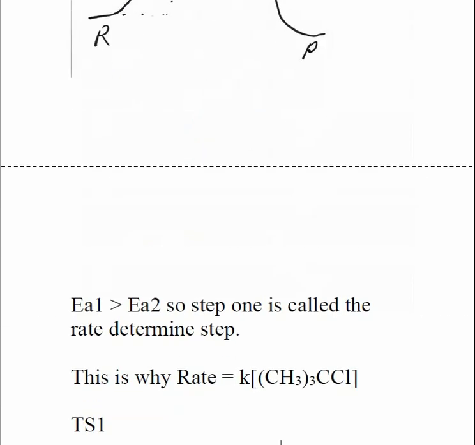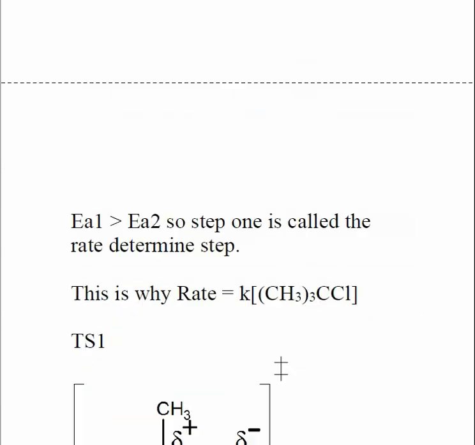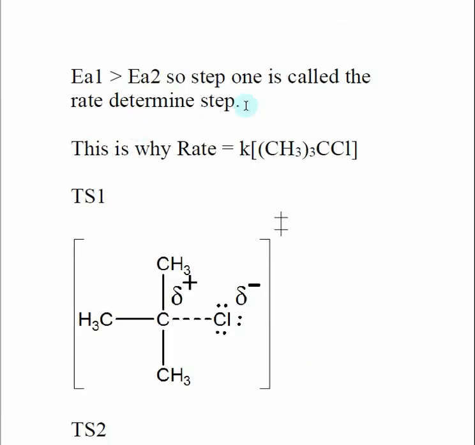So yeah, and just to summarize everything I was talking about, the first energy of activation is much larger than the second energy of activation. That's because we're in the first step, we're going from something stable to something unstable. And this is why it's called the rate determining step, because it has the larger energy of activation. And this is part of the reason why SN1 reactions are unimolecular.